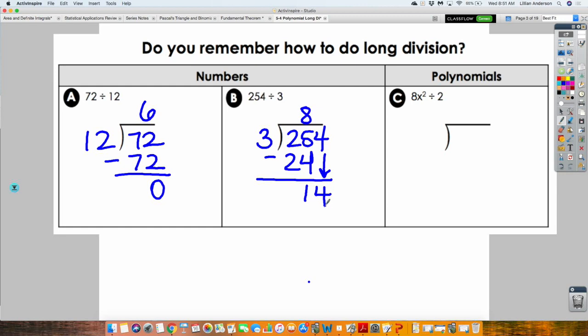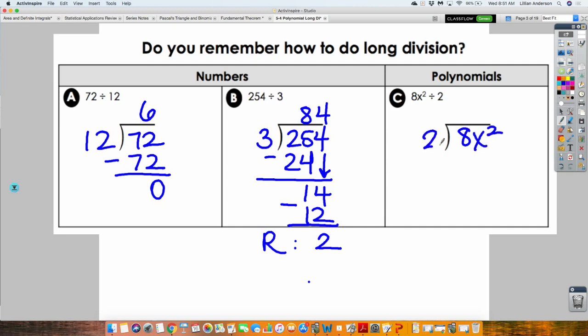Then you ask yourself, how many times does 3 go into 14? 4 times. 4 times 3 gives you 12, and then you subtract, and you have 2. Then you would add a decimal point and add zeros, or like a long time ago, you used to just say the remainder was 2, right? I'm glad this concept hopefully hasn't left you, because you are going to need it to divide polynomials.